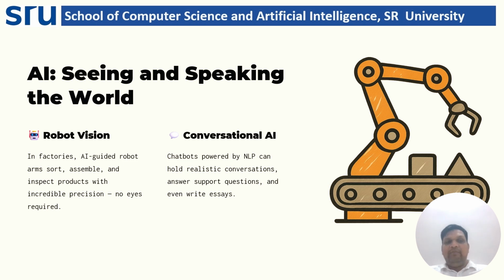AI seeing and speaking to the world. Robot vision in factories: AI-guided robot arms sort, assemble, and inspect products with incredible precision. No eyes required. Conversational AI: chatbots powered by NLP can hold realistic conversations, answer support questions, and even write essays. So here AI doesn't see, it communicates.